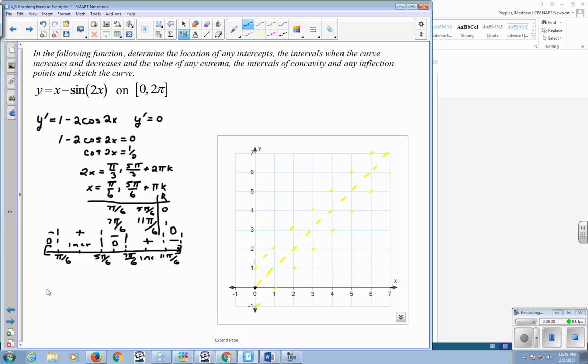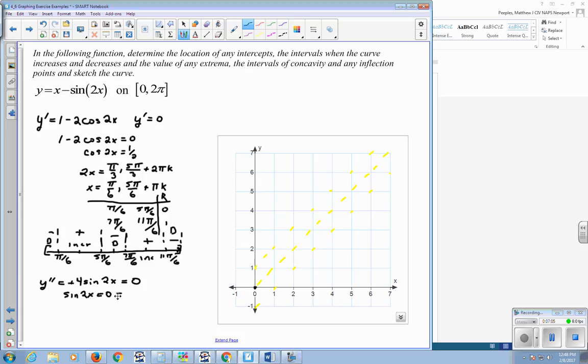Next point that we're going to have to take is what happens to the second derivative. So let's take a look at our second derivative. We get y double prime equals positive 4 sine 2x, and we set y double prime equal to 0 to find any critical numbers of the second derivative. For our critical numbers, we'll note that wherever sine of 2x is equal to 0, we're going to get a solution.